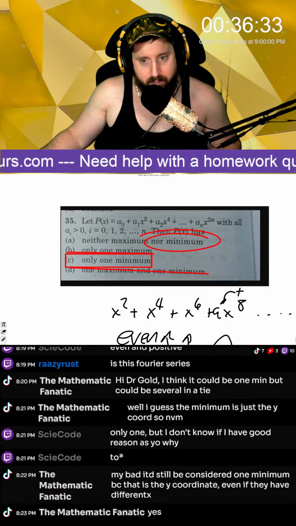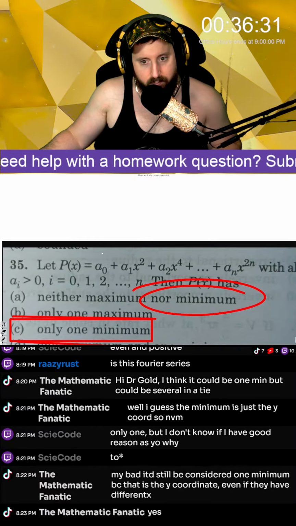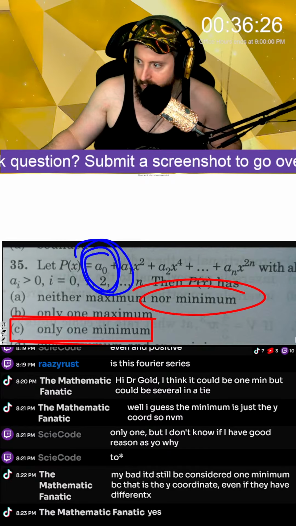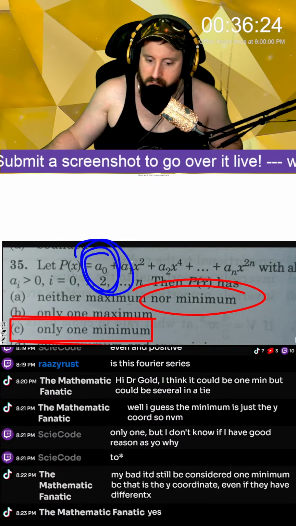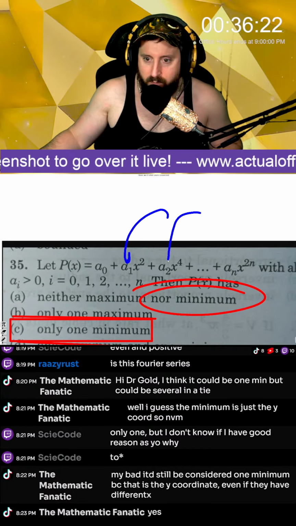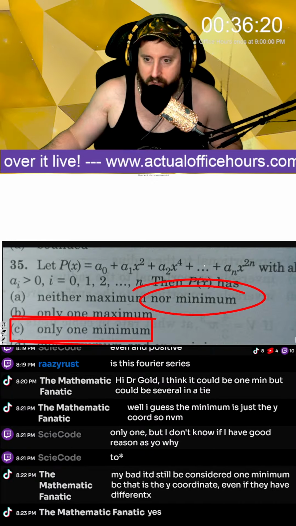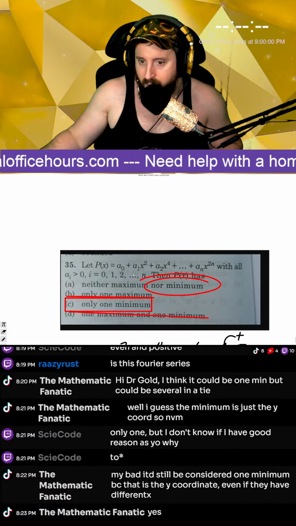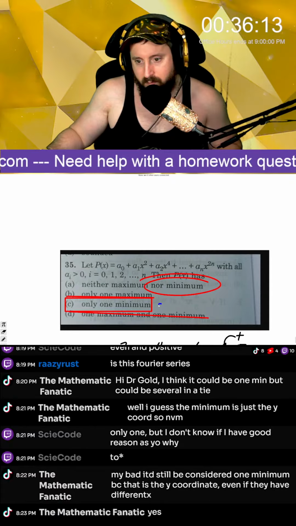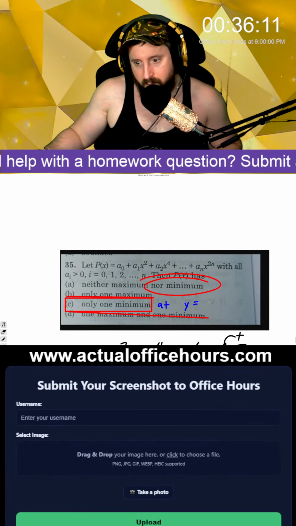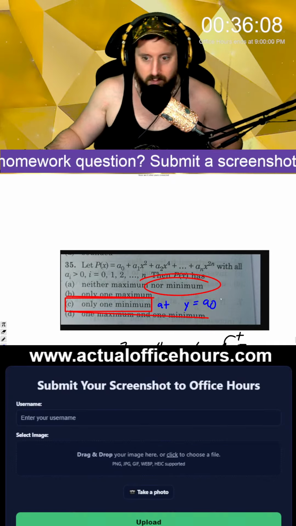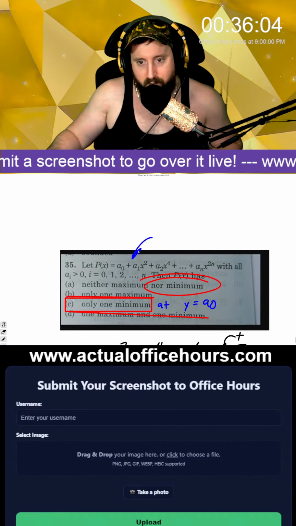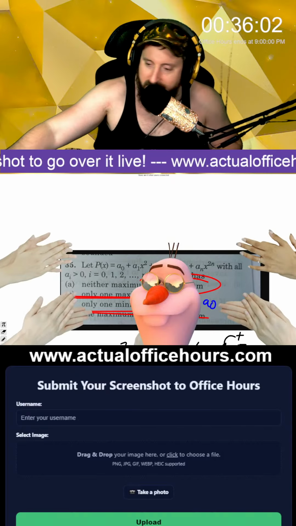I would argue that the minimum is equal to A0, right? Because we know A sub i is always positive, and all of these terms will end up being positive, so I think the minimum's at A0. Yeah, it has to be just A0, right? Because all of these are positive. Okay, cool. Wow, I came up with something smart.